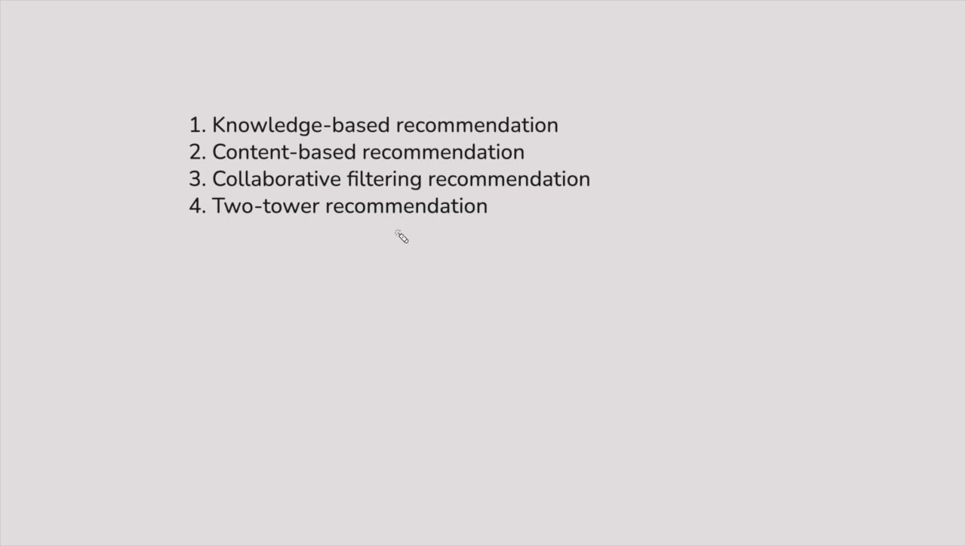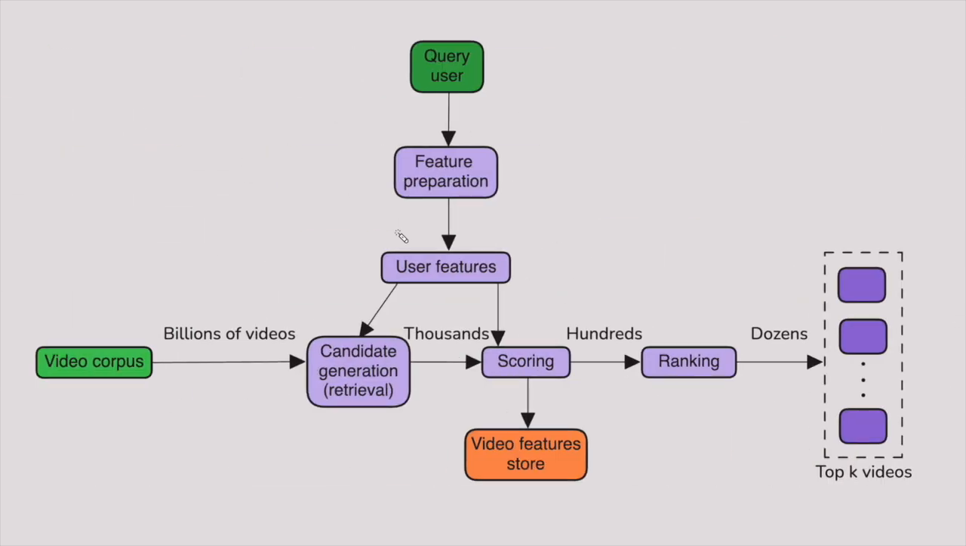Let's look at the recommendation system from a higher level and define the main components and workflow. As you can see on this diagram, it all starts from the left side here, where we have a video corpus of billions of different videos, for instance, as in TikTok or Instagram. We also have a user at the top that provides some feature data to the system, and we need to provide recommendations of 10 or 100 videos that the user might want to watch.